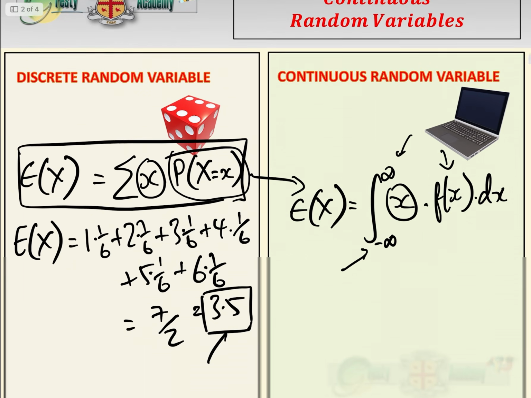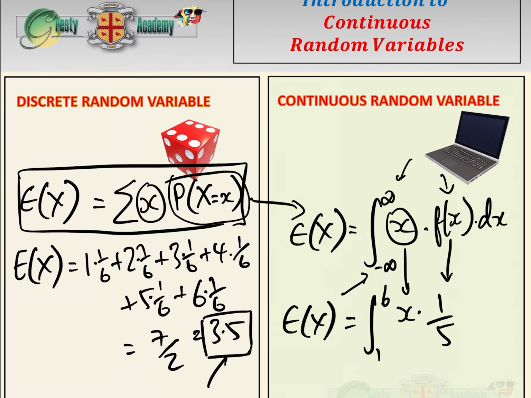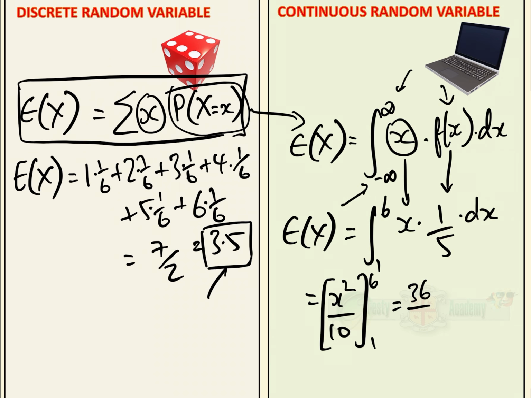So basically, that means, therefore, that our expected value of x on our electronic dice is equal to the integral between 1 and 6 of x times f of x. Well, f of x, we now know k was 1/5, dx, which equals x squared over 10 between 1 and 6, which equals 36 over 10, take away 1 over 10, which coincidentally just happens to equal the same value.